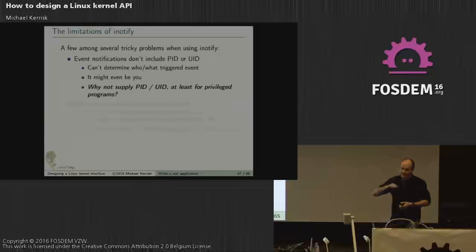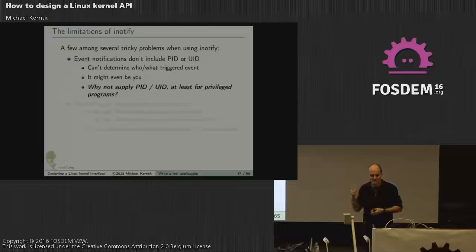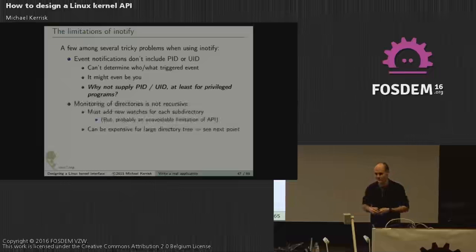Some people would say that if I give the UID and the PID as part of the notification, that's an information leak. Well, then maybe we restrict this just to privileged processes. Another aspect of inotify, and I don't necessarily want to call this a fault, because I think it's an inevitable limitation of the API.